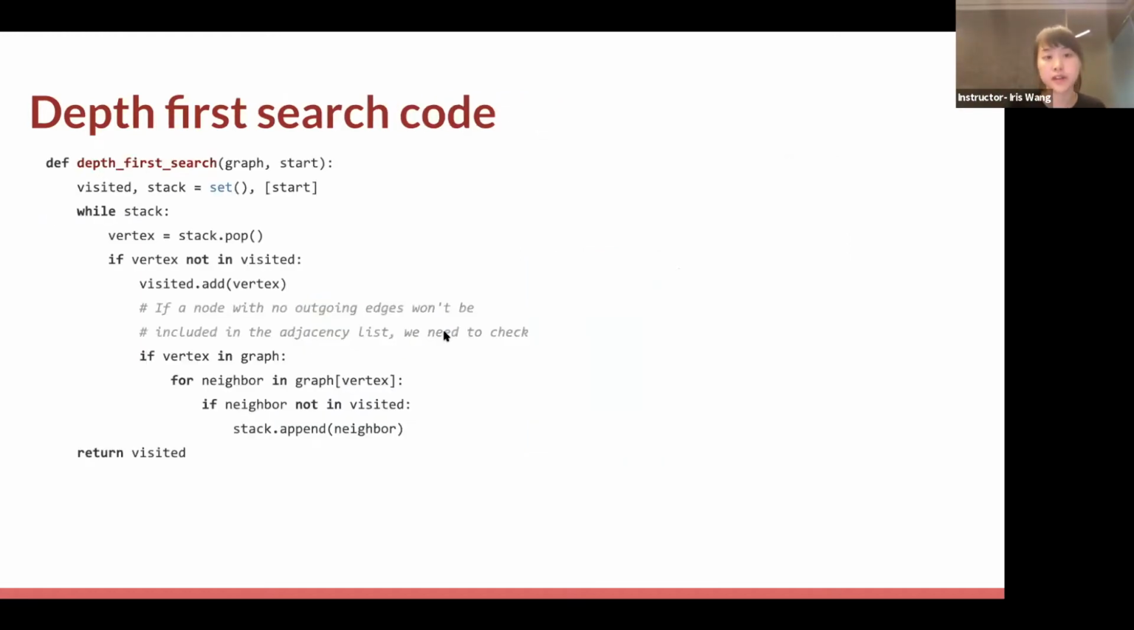I put the code for depth-first search up here. It's actually pretty straightforward. If you're not super comfortable with it, I'd highly recommend you know depth-first search and breadth-first search very, very well by the end of this week.